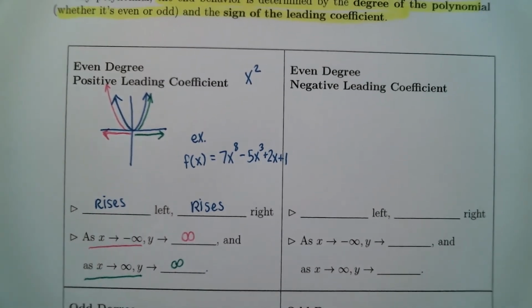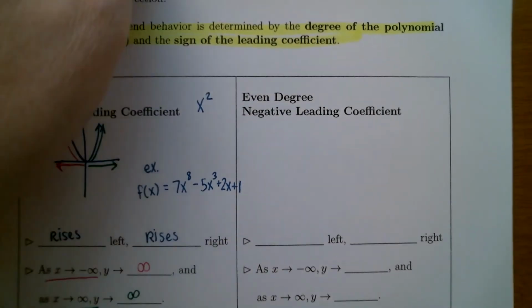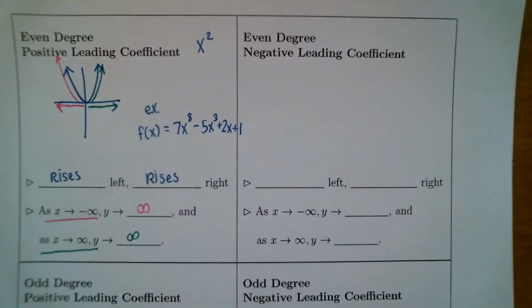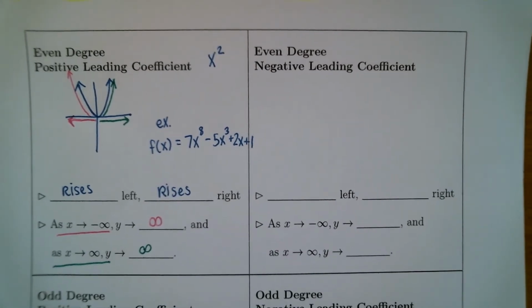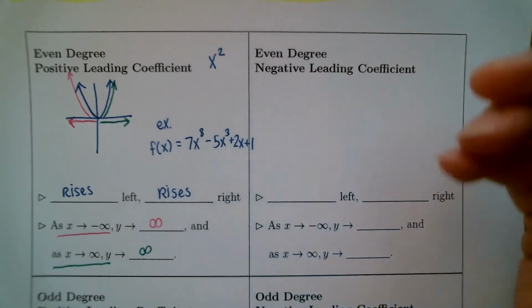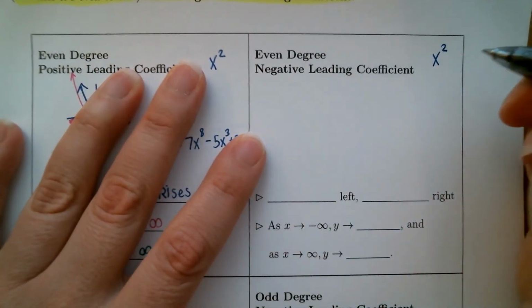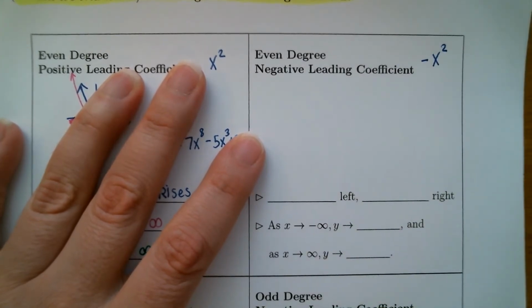All right, so let's look at the flip side. What if I have an even degree? I still have an even degree, but now I'm changing to a negative leading coefficient, okay? Again, associated with something simple. What's the simplest function you've seen in this class that is even degree with a negative leading coefficient? Well, it's still going to be x squared. There's your even degree, but here's the negative leading coefficient.